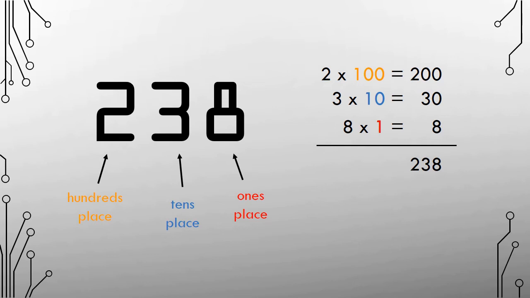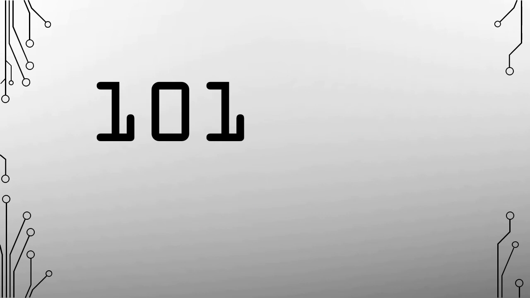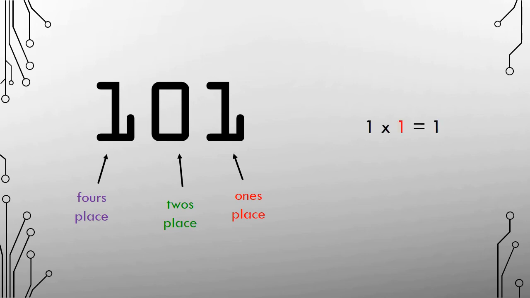Binary works in the same way, except the place values are different. Here's a binary number, 101. This one is in the ones place, just like before. But the 0 is in a place called the twos place, and this one is in the fours place. Each place value is worth twice as much as the last value, rather than 10 times as much like we're used to. So this number has 1 one, 0 twos, and 1 four. This adds up to 5, so 101 is actually 5. Cool how that works out, right?